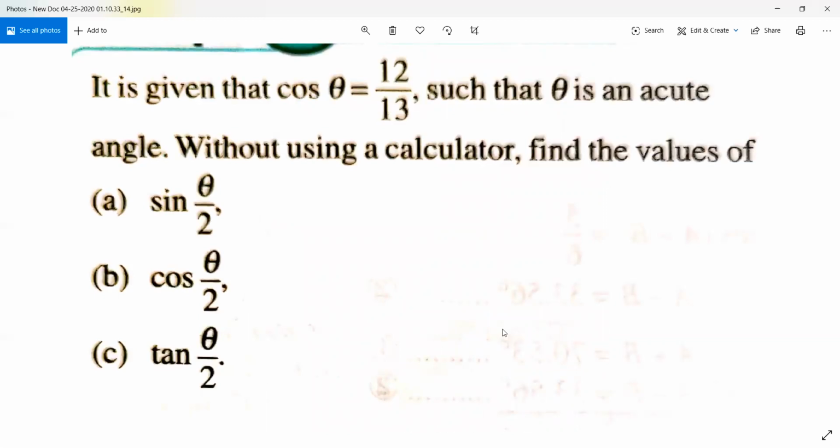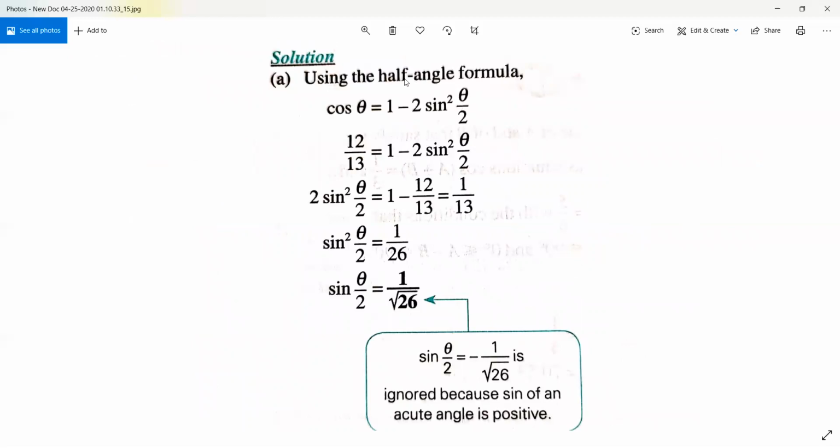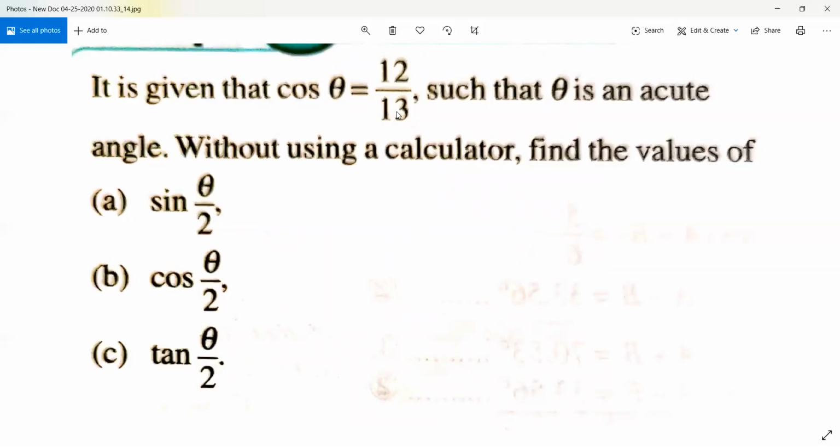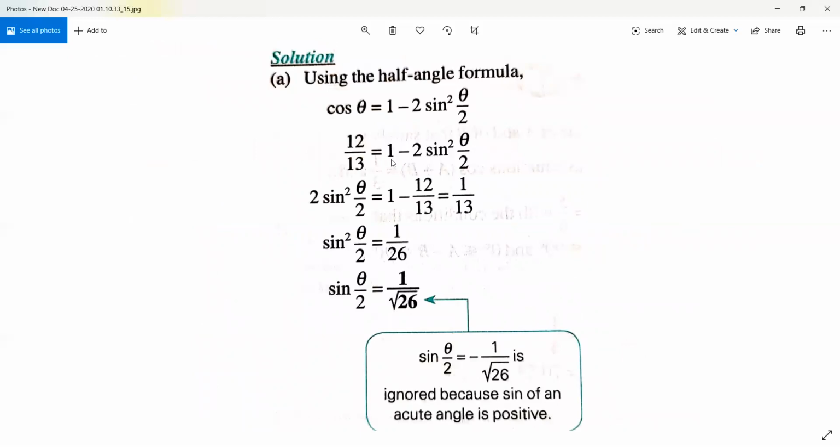Okay, here. It is given that cosine theta is 12 over 13, such that theta is an acute angle. Without using a calculator, find the value of sine theta over 2, cosine theta over 2, and tangent theta over 2. Well, we use the half angle formula. So cosine theta is 1 minus 2 sine squared theta over 2. So cosine theta is here, 12 over 13. So we bring 2 sine squared theta over 2 to the left, this to the right. Then we get 2 sine squared theta over 2 equals 1 over 13. Divide by 2, then it will become 1 over 26.